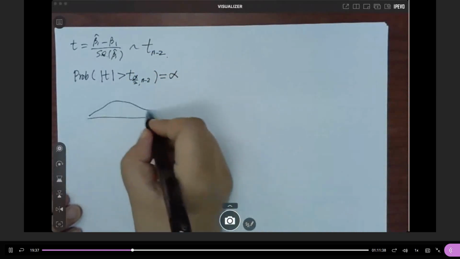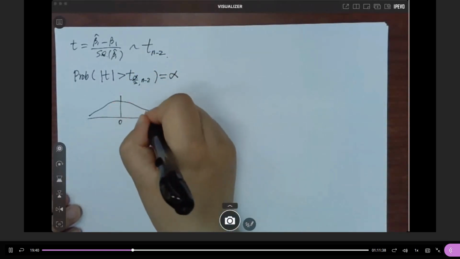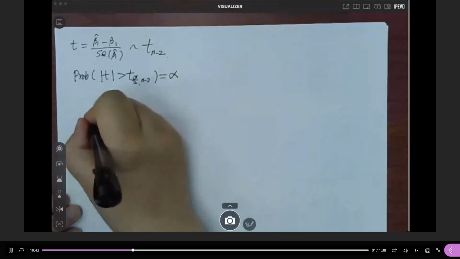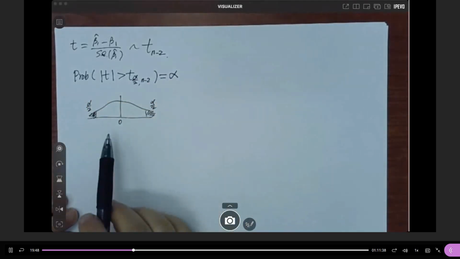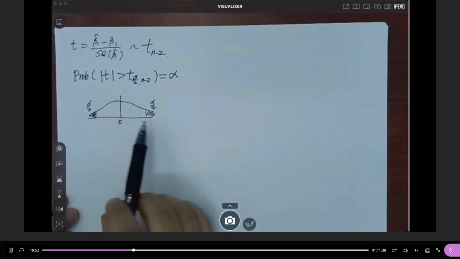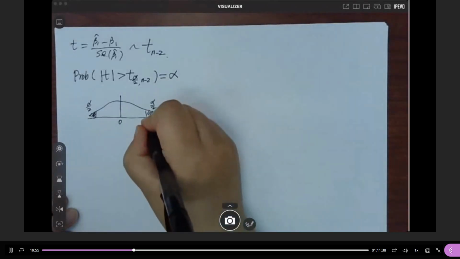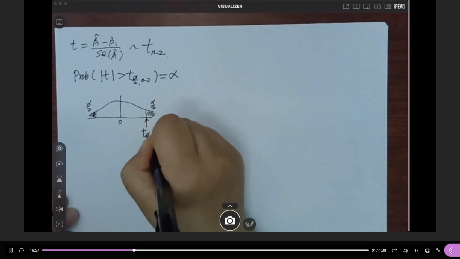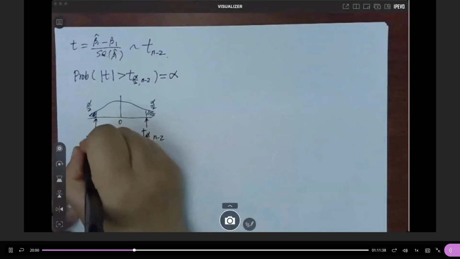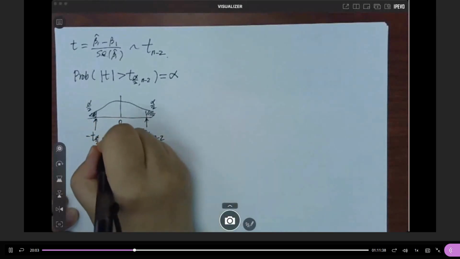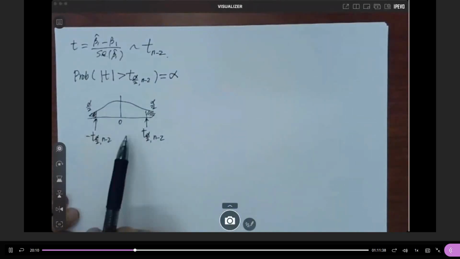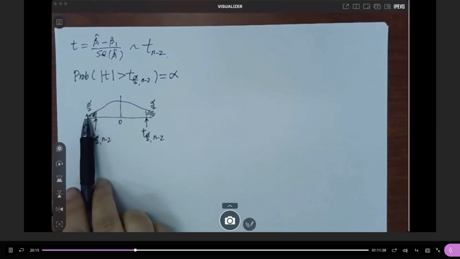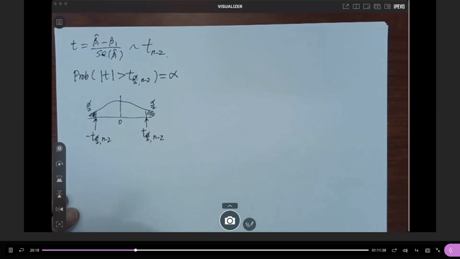How do you know? You have a t distribution centered at 0. You have alpha over 2 area under the curve on each side. So the probability for the absolute value of t to be greater than this threshold, the threshold is right here, this is t alpha over 2 n minus 2, and this would be negative t alpha over 2 n minus 2. It's symmetric around 0. So the probability for the absolute value of a t random variable to be greater than this threshold is exactly alpha over 2 plus alpha over 2, equal to alpha, okay?